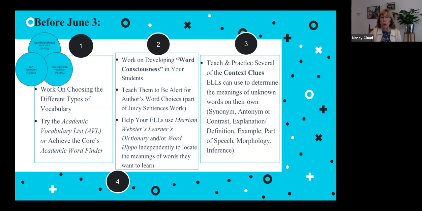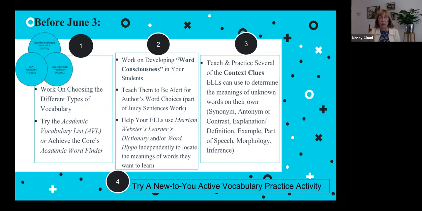And third, I was hoping you might teach and practice several of the 7 context clues with the kids, and just to have feedback on that today, how it went, which ones they seemed to take to more easily and find easier to work with, and which ones were more difficult and they had more trouble with, and so forth. And finally, if you could, I was hoping you could try a new to you active vocabulary practice activity. We named some last time that maybe were new to you. And I was hoping if they were, that maybe you could try a couple of those.